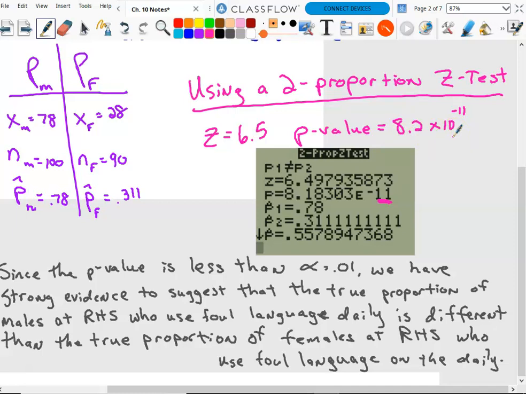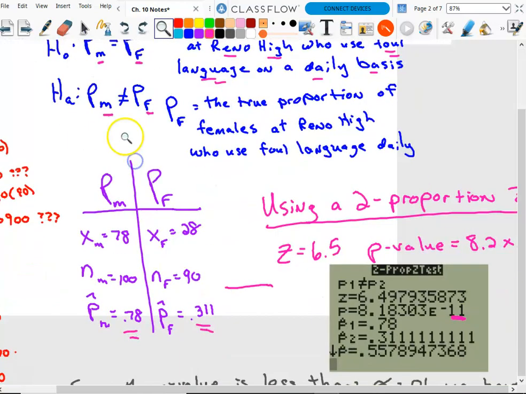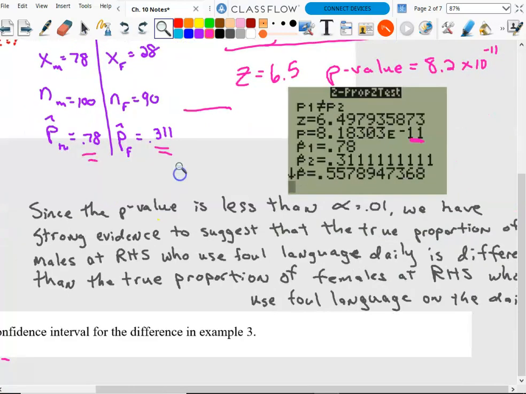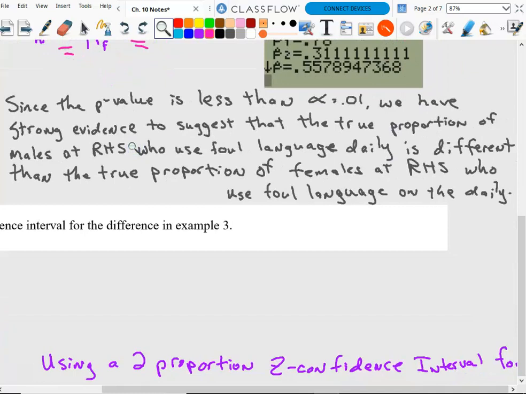I would not see a difference this big if H0 was true, if there really was no difference between the proportion of males and females. So again, got to communicate, but in this case, because my p-value was small, less than alpha 0.01, we have strong evidence to suggest that the true proportion of males at RHS who use foul language daily is different than the true proportion of females at RHS who use foul language on the daily. Okay.